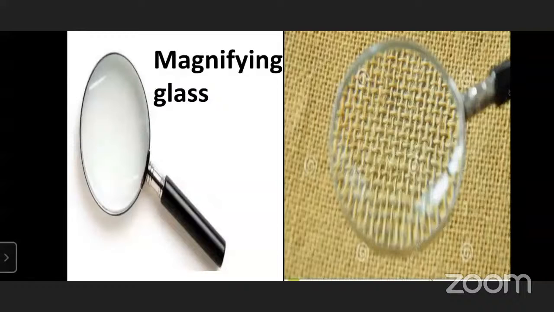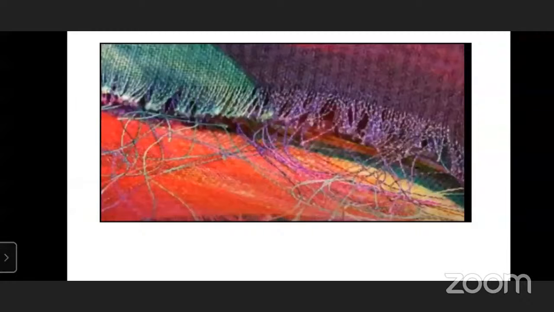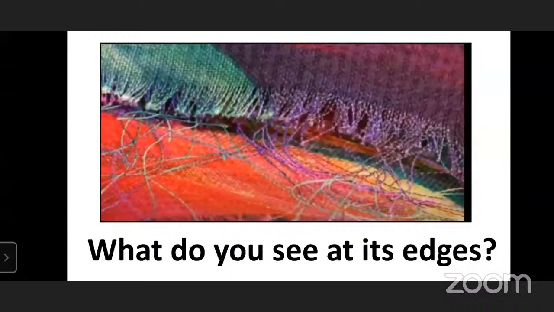Next. Now, we all know that for stitching our clothes, we go to the tailor. What will the tailor do for stitching a frock or a shirt? He will cut the cloth. After cutting the cloth, what do we see at the edges? This is a cloth which is cut from a side. And what do you see at its edges? Can anybody tell me?